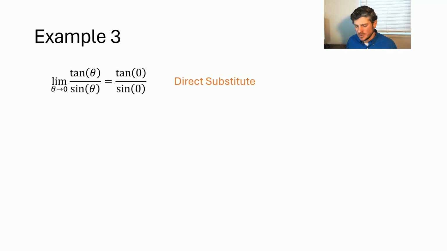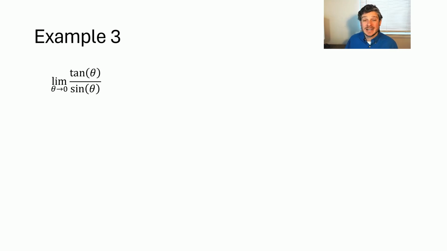So, we should know that tangent of 0 is 0, and sine of 0 is also 0, so I get that 0 over 0 when I direct substitute, which is, of course, an indeterminate limit. Now, what can I do with my indeterminate limits? Well, first thing I'm going to look at is some of my trig identities. And we'll go with the most simple and obvious trig identity given this problem, and that is for tangent.